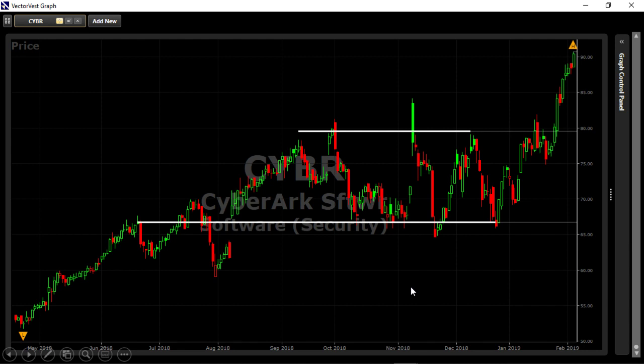The two selling opportunities or two shorting opportunities are as follows. Number one, price retraces from resistance. Price retraces from resistance. We could initiate a short position or sell our long position. Or if price breaks down through support. Those are the two selling opportunities or shorting opportunities.